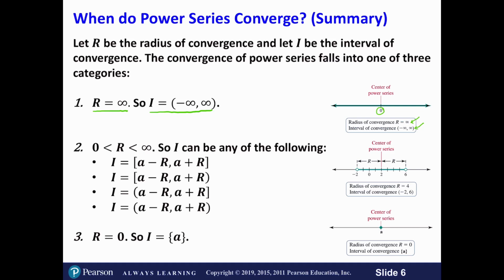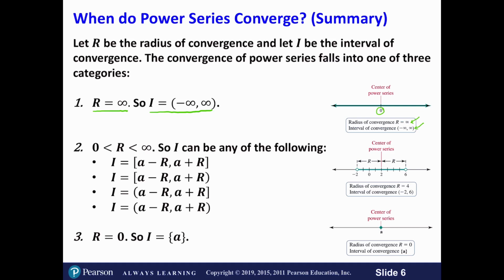The second case, the one that is the least trivial, that takes a little bit of effort, is the case when 0 is less than r, which is less than infinity. So r is a positive number. So this means that the interval of convergence could be any of the following. The interval of convergence could be a minus r to a plus r, including only the left endpoint, including only the right endpoint, or including none of the endpoints.